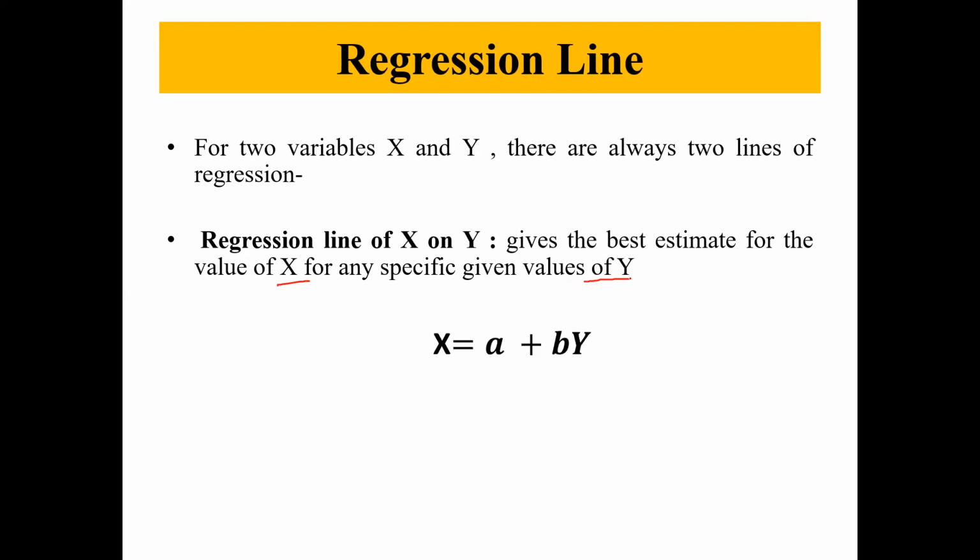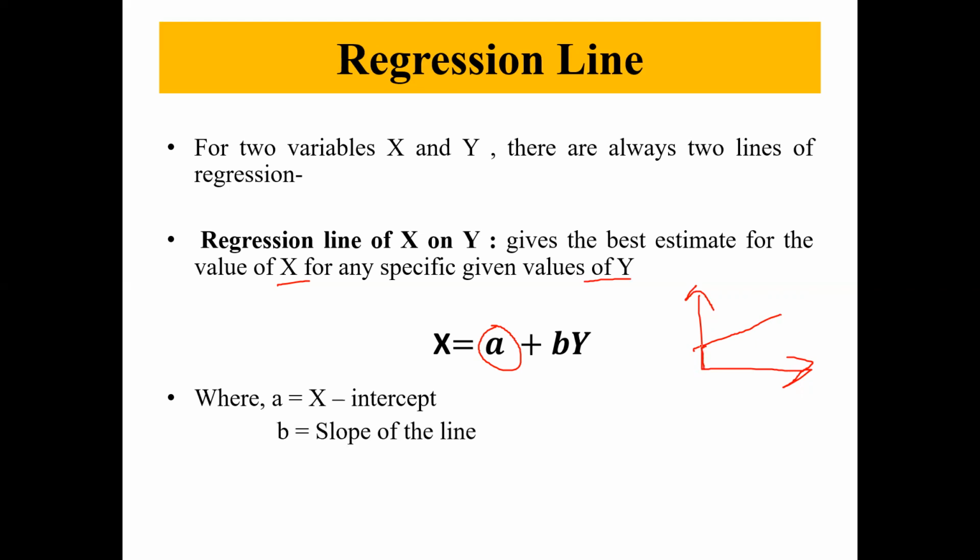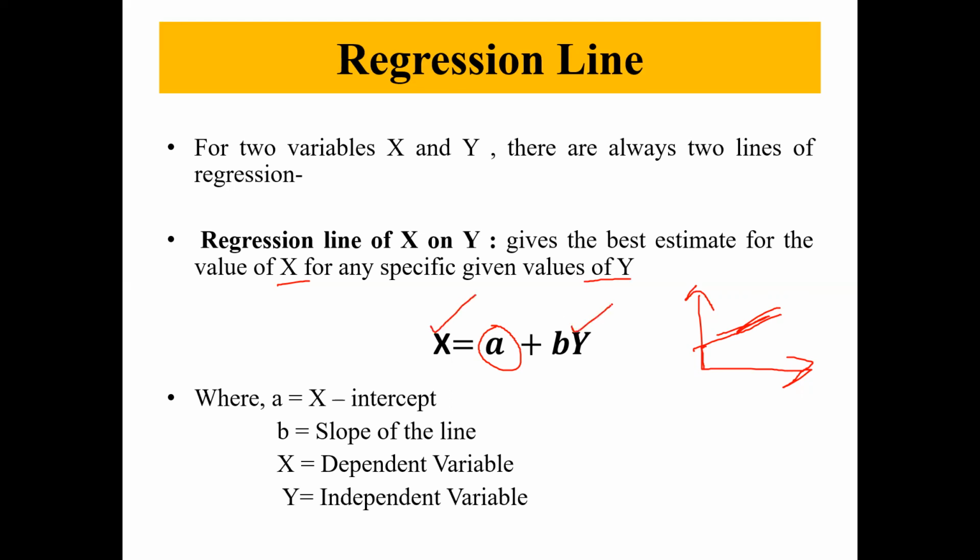We can write x is equal to a plus by, where a is known as the intercept value. Suppose this is the x-axis and this is the y-axis. So this is the x cut point. This is the intercept of x, that is the a value from the origin to here. And b is the slope of the line. This is the slope of the line. And x is known as the dependent variable and y is known as the independent variable. This is basic information of the regression line of x on y.